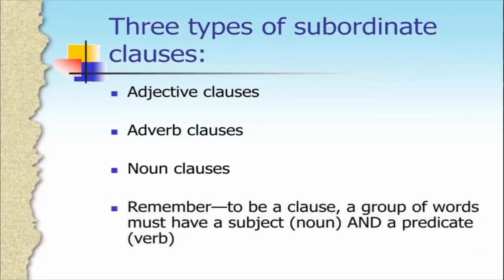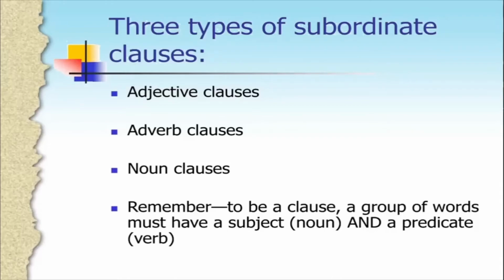But remember, to be a clause, a group of words must have a subject and a predicate. A subject is a noun and a predicate is the verb. So remember, if it doesn't have a subject and a predicate, it is not a clause, it is a phrase. This is what we are going to remember always, and keep it at the back of your head when you're learning about the different types of clauses also. I will also keep reminding you when I tell you about each of the clauses. So this is the qualification for a clause.